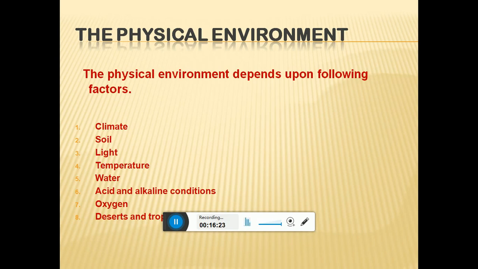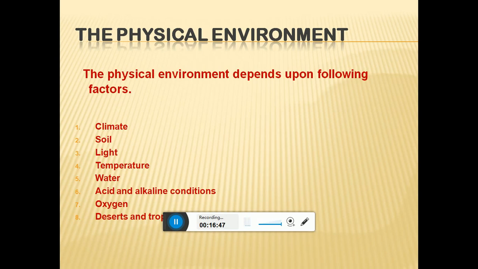Fifth factor is the water. As we know, all living things need water if they are to stay alive. So water is very important. Sixth factor is acid and alkaline conditions. Acid or alkaline soil also affects the distribution of plants and animals in a certain area. Oxygen.